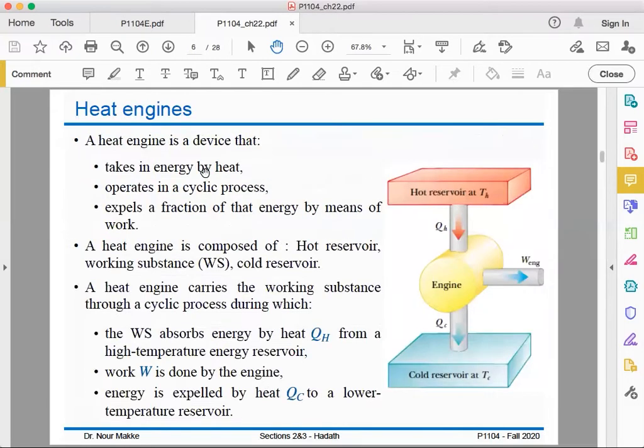So a heat engine actually is a device, it's very simply a device, as you can see in here, that takes in energy by heat. It operates in a given cyclic process. And what we mean by cyclic process, it's the kind of cycle that we have seen in the previous chapter, which is composed basically of few processes like adiabatic, isothermal, isobaric, etc. And then after taking the heat and operating through a cyclic process, it expels back a fraction of that energy by means of work.